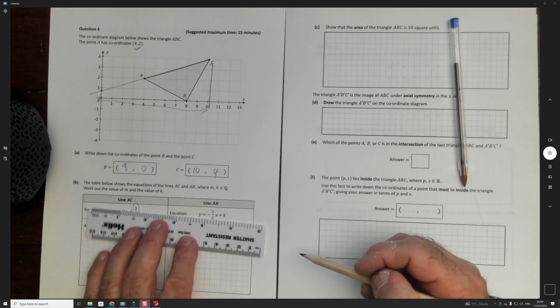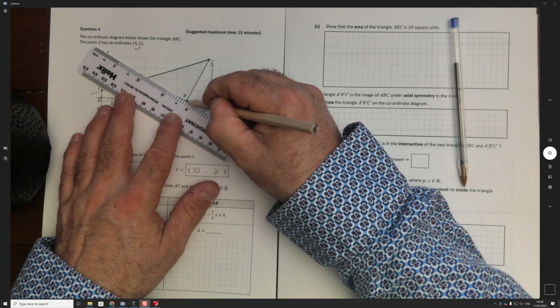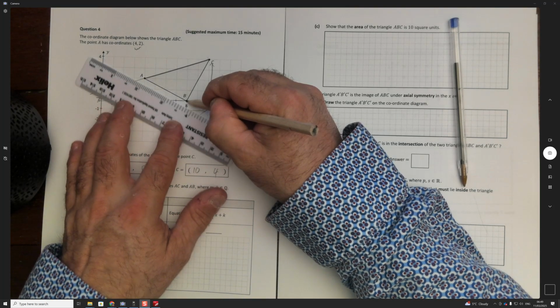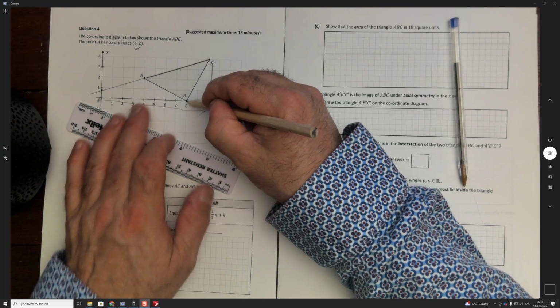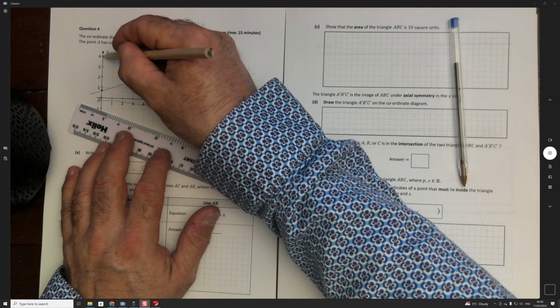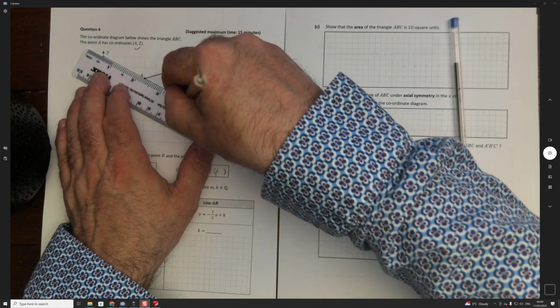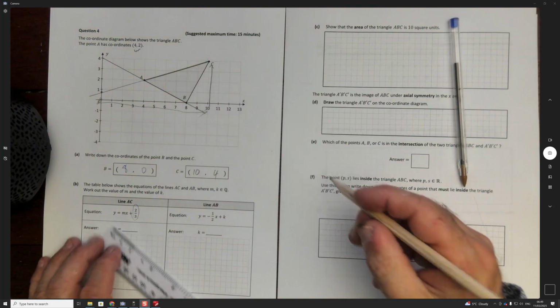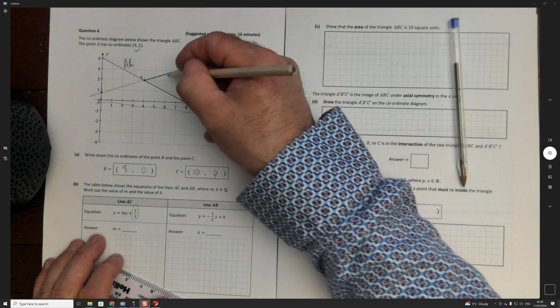And the second equation, AB, is this one. Now I might as well be careful here and see that I'm going back 4 up 2 and back 4 up 2, so it will be exactly this point here. Okay, so this is line AB and this is line AC.